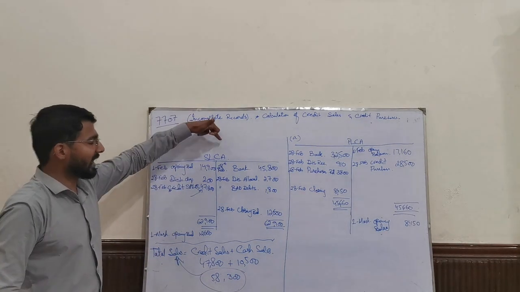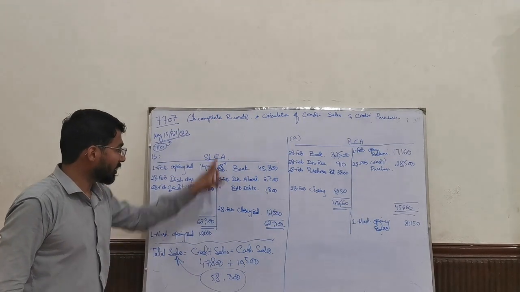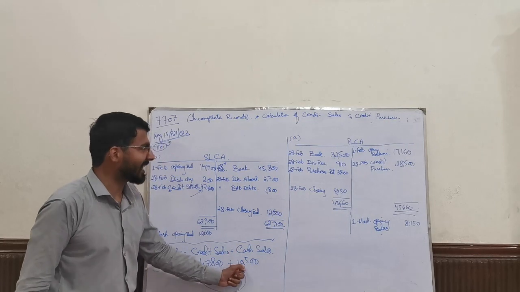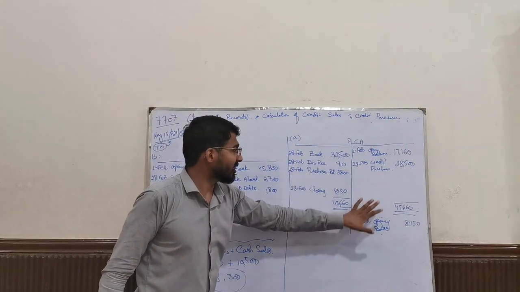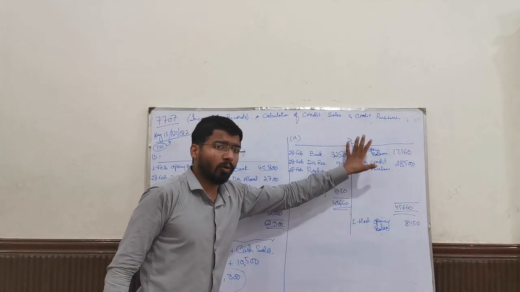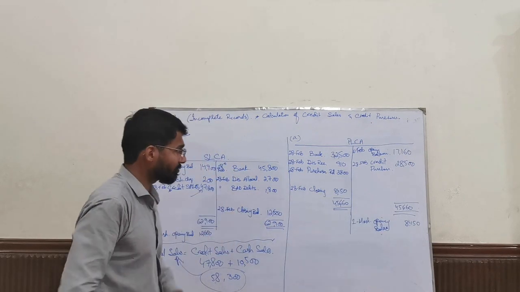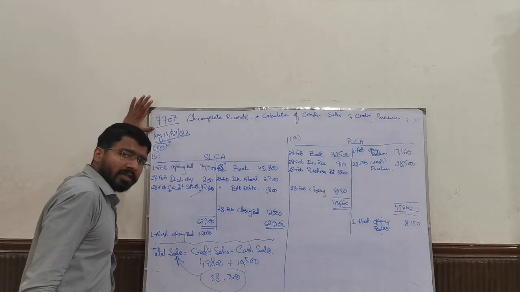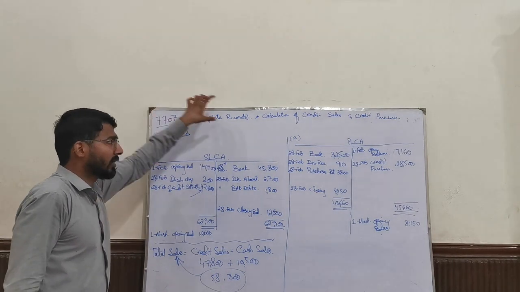With the help of sale ledger control account, what do I calculate? Only credit sales. To find total sales, I need to add cash sales. With the help of purchase ledger control account, what do I get? I get only credit purchases. This was part A and part B of my 2015 P21 Q2.